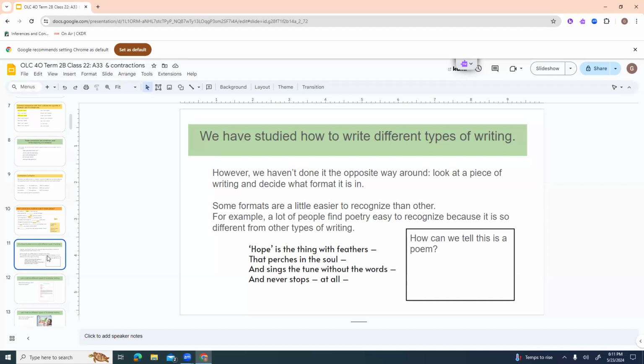Some formats are a little easier to recognize than others. For example, a lot of people find poetry very easy to recognize because it's so different from other types of writing. So here's an example. Hope is the thing with feathers that perches in the soul and sings the tune without the words and never stops at all. How can I tell that that's a poem? Well, one way there's a little bit of rhyme between soul and all. It's not perfect, but it's not bad.